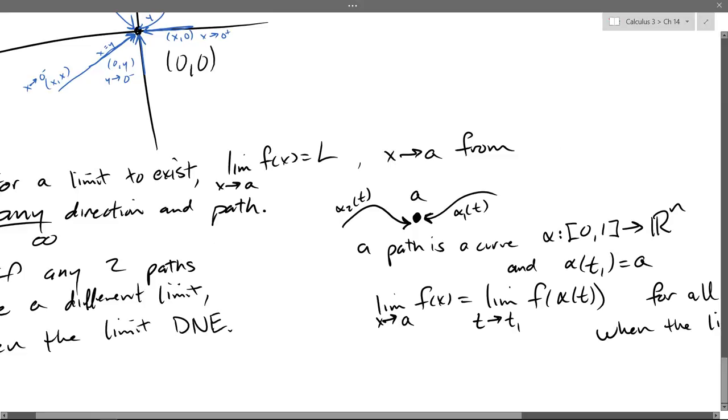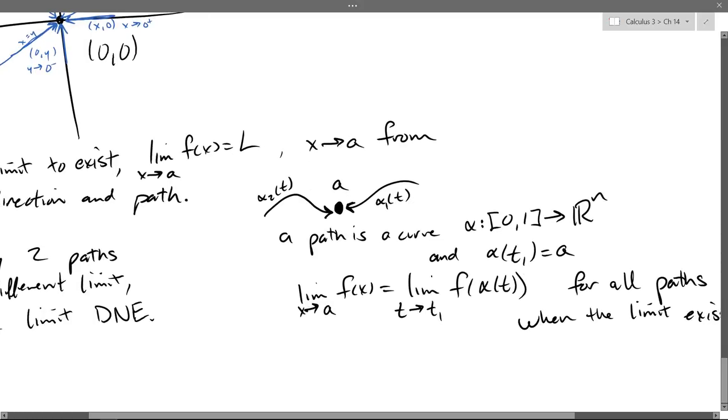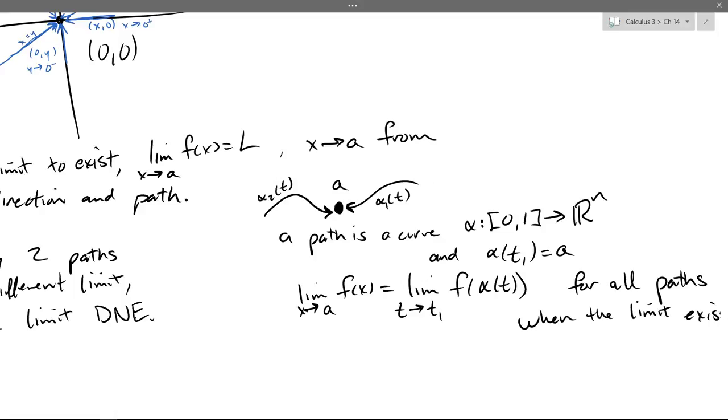It's really important that the paths end at A. So whatever your final t value is, I like to go 0 to 1, just keep it easy. And so in that case, t1 would be 1, and at the last time value, you're actually at A.